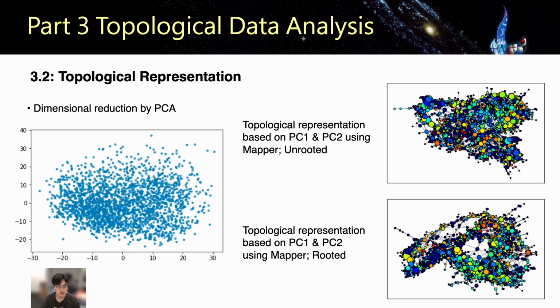Below is the topological representation of our data. The left one is a simple dimensional reduction by PCA, and the right part is the topological representation. The top one is the unrooted representation of the data, and the bottom one is the rooted representation of our data. And these two are both calculated by the algorithm Mapper.